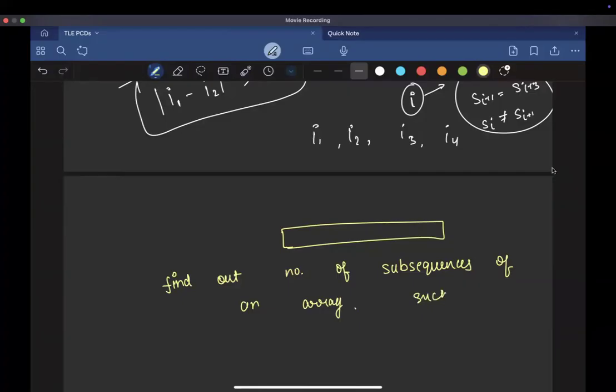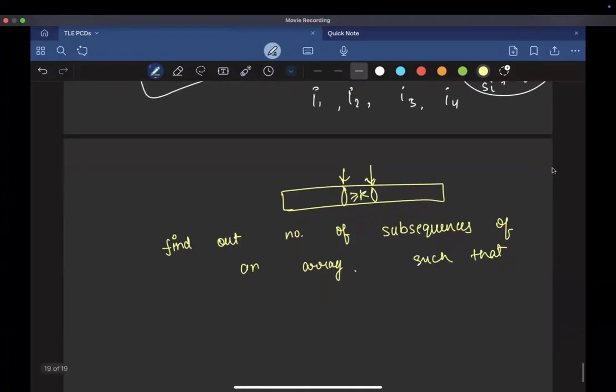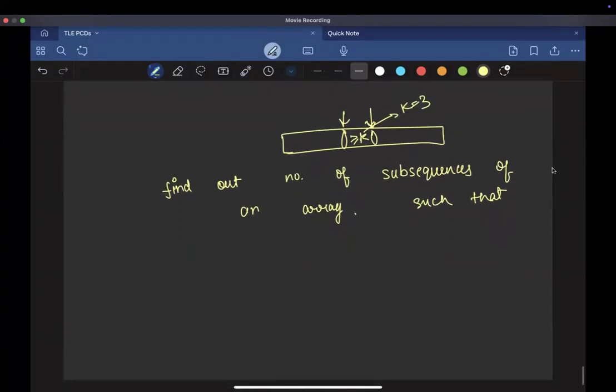such that every consecutive pair of elements that come in the subsequence should be at least k indices apart from each other. Basically, for every pair of those elements, they should be at least k indices apart. In this current problem, this k is actually equal to 3 only. It is fixed. We don't have a variable k.